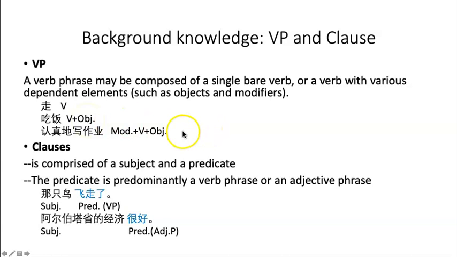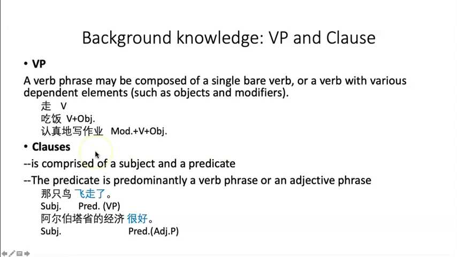The third example, 认真地写作业, is also a verb phrase. It is composed of a modifier, 认真地, carefully, verb, 写, and the direct object of the verb, 作业. So 认真地写作业 is also a verb phrase.